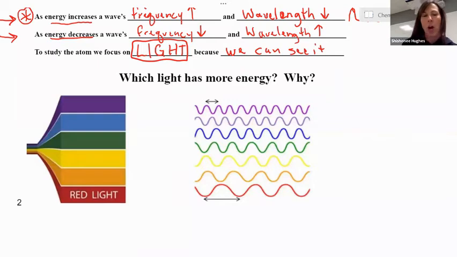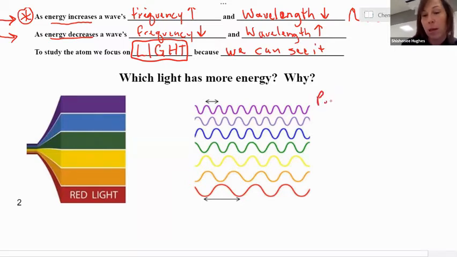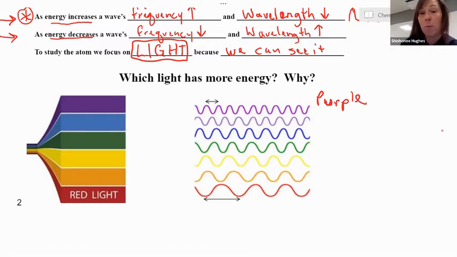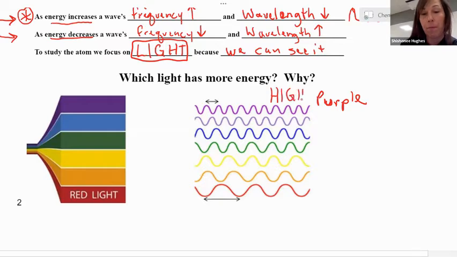Awesome. You guys are catching on. So when we look at light energy, the one that has the most energy is definitely purple. I saw a lot of you write purple down. That's fantastic, and you're correct. Purple has the highest energy. And then we move down to lower with our red.